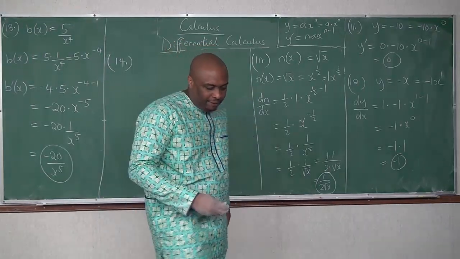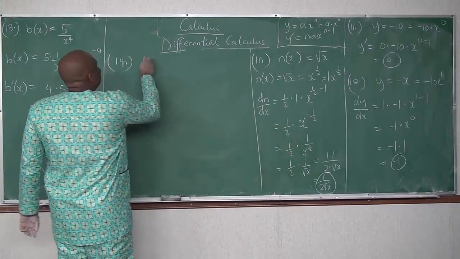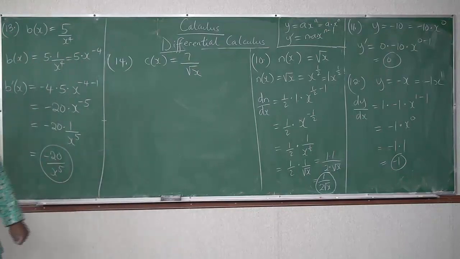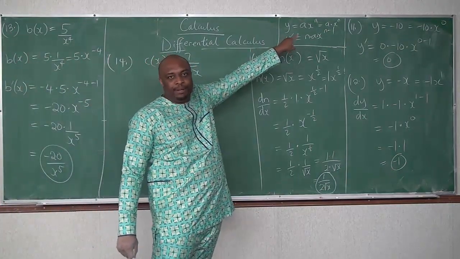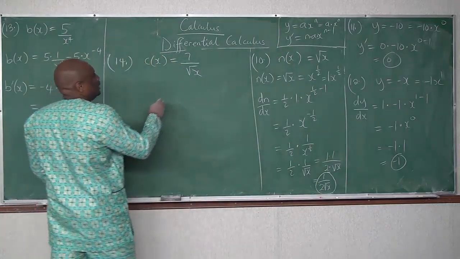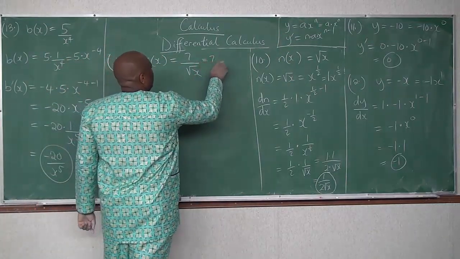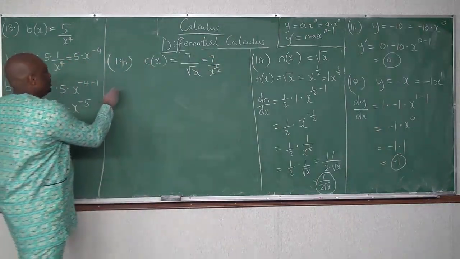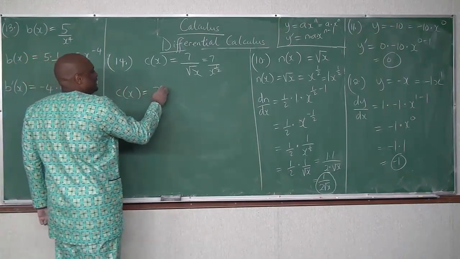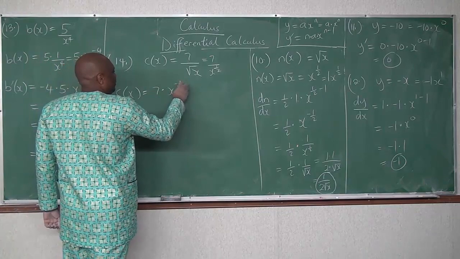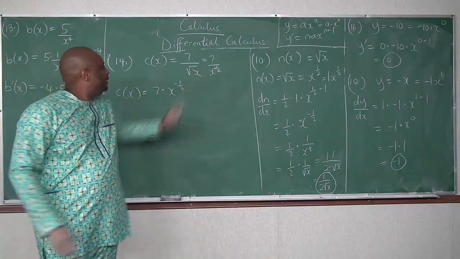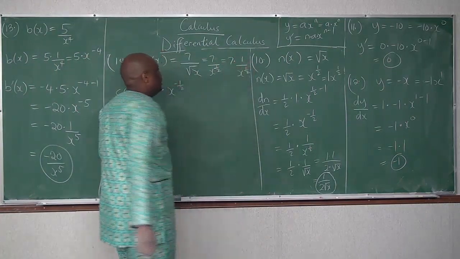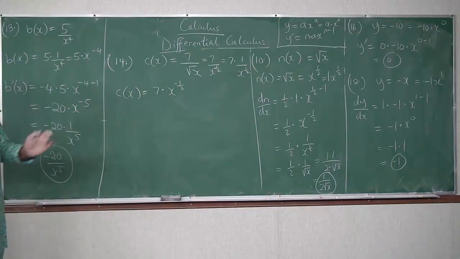Question 14. c of x is 7 over square root of x. So we have to put it in exponent form. So this means 7 over x exponent half. You see what I'm doing? c of x will now be 7 times x exponent negative half, because this is 7 times 1 over x exponent half, if I'm showing my work step by step.